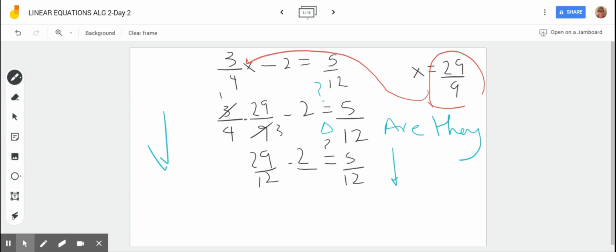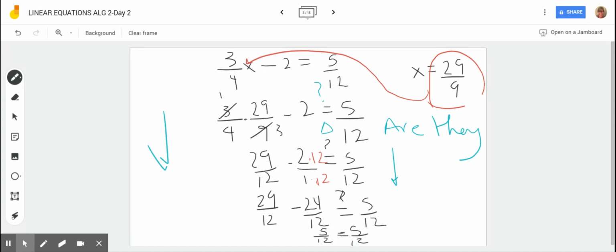Is that equal to 5/12? Well, I don't know. This is over 1. So now we're going to multiply this to get a common denominator. Let's try that again. Okay, so we're going to multiply this by 12 and this by 12. Okay, and you're going to end up getting 29/12 minus 24/12. Is that equal to 5/12? 29 minus 24 is 5. So you get 5/12 equals 5/12.